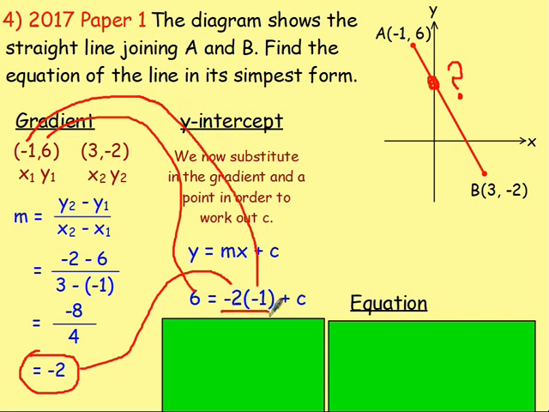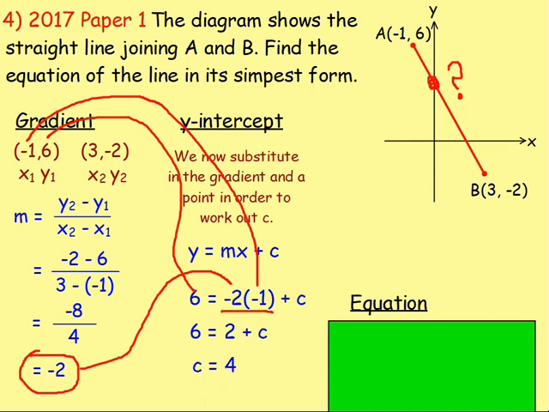And remember, when they're beside each other, you times them. So you'd have 6 equals negative 2 times by negative 1, and keep plus c because we don't know what c is. c is the y-intercept, which is what we're working out. Because it's the only unknown, we can work it out. Negative 2 times negative 1 gives us 2. Two negatives make it positive. So we'd have 6 equals 2 add c, and we know from that 2 add what is 6? Well, it's 4. So we know c is 4.